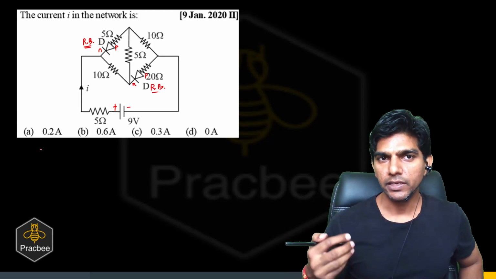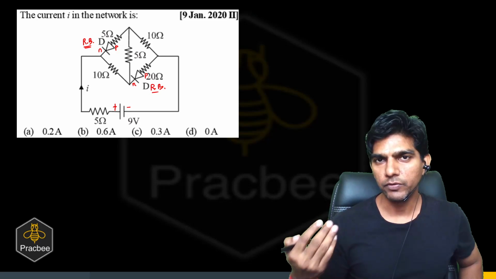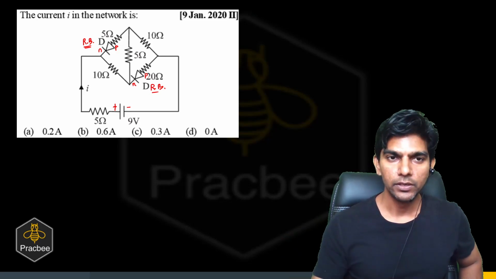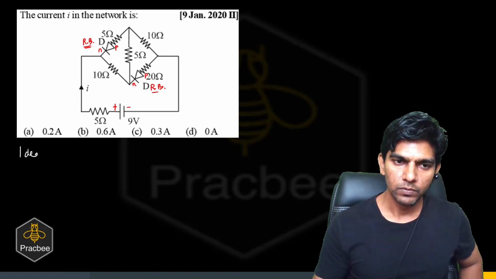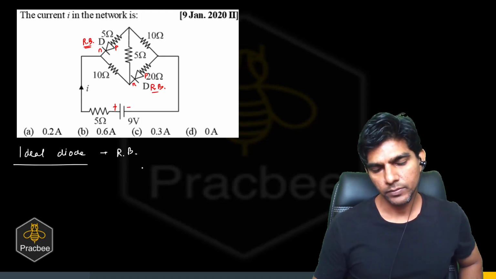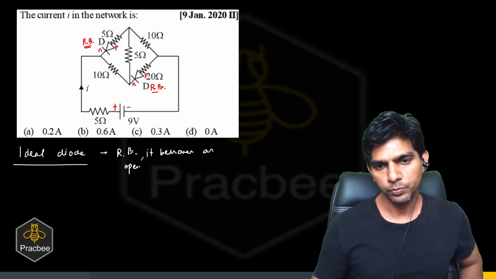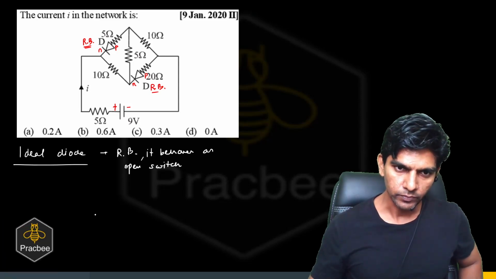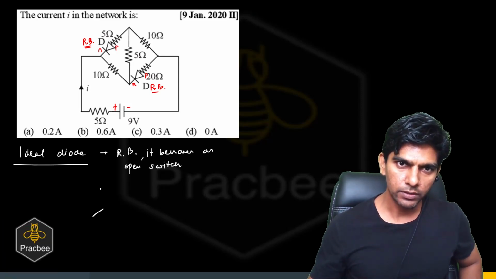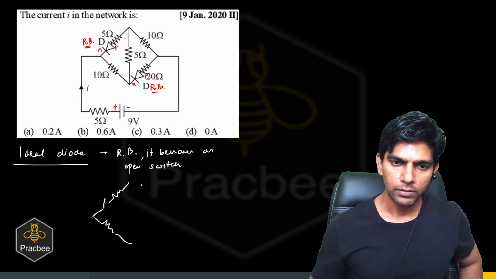When that is the case, and if nothing is given in the question about the type of diode, whether it is an ideal or real diode, you should always treat it as an ideal diode. In an ideal diode, in reverse biasing, it behaves as an open switch. So if I redraw the diagram, I can show the diode as an open switch, and the resistor will be as it is.